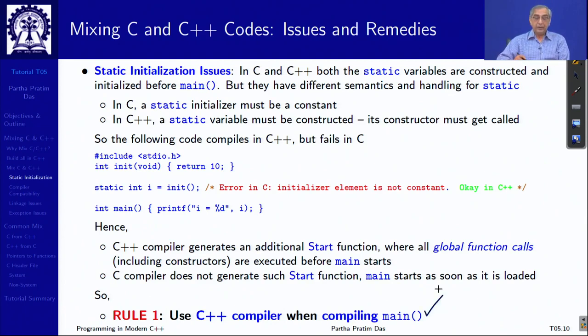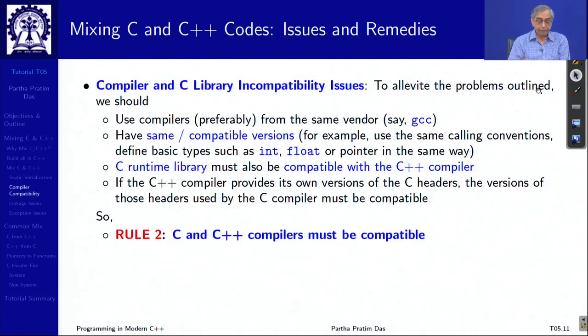So, we form rule number 1, which is: use the C++ compiler when compiling main, never compile main by the C compiler. Okay. This is the first rule you must be following when you are mixing.